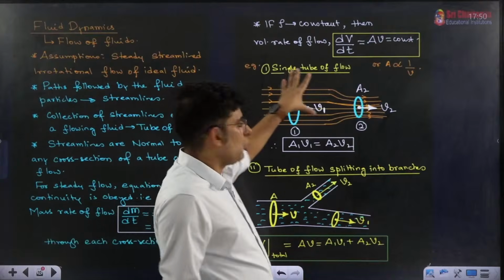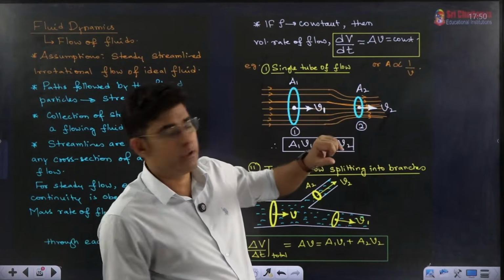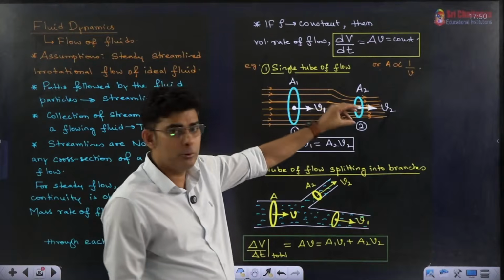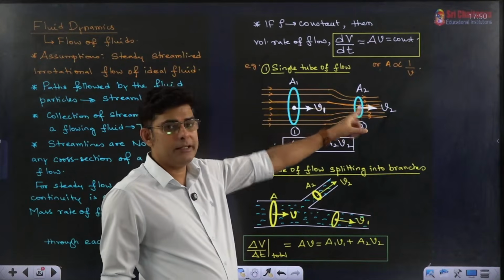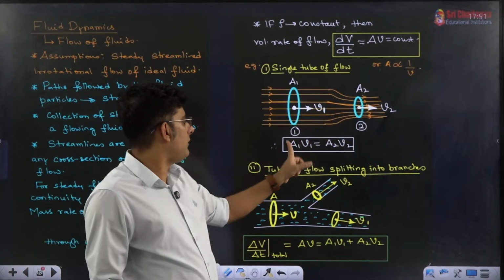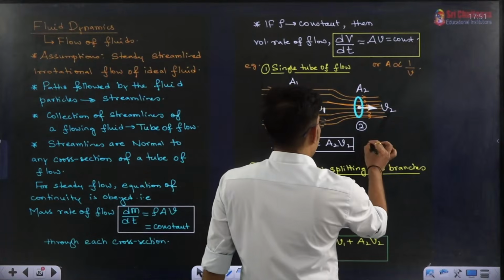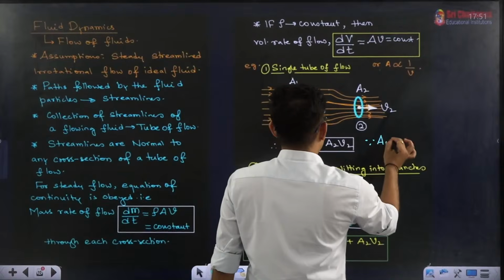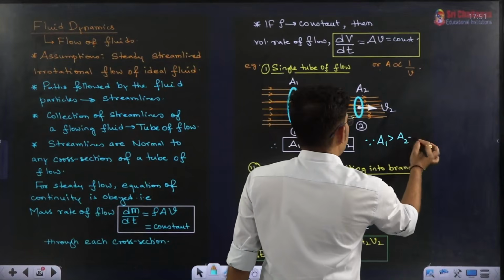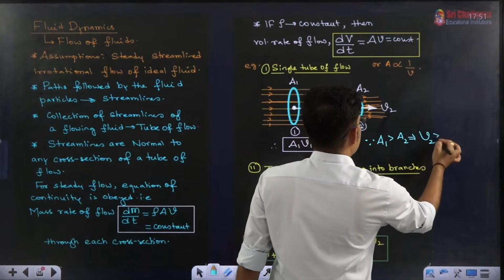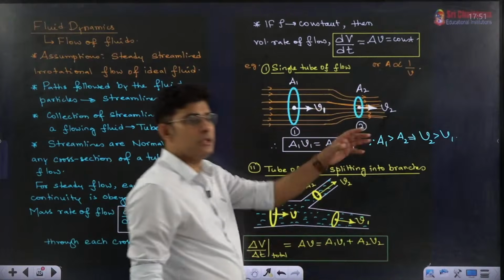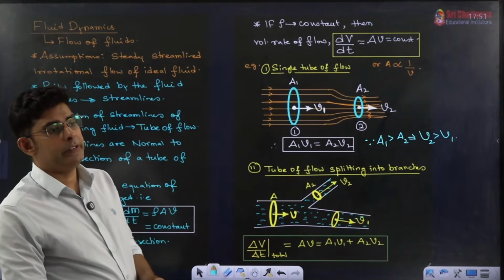Now, two important cases of applying the equation of continuity. If you have a single tube of flow, and I take these areas A1 and A2, with speeds V1 and V2, I will say A1 V1 equals A2 V2. So that means greater area, in this diagram A1 greater than A2, speed-wise opposite, V2 will be greater than V1. So at a narrow cross section the flow will have greater speed.